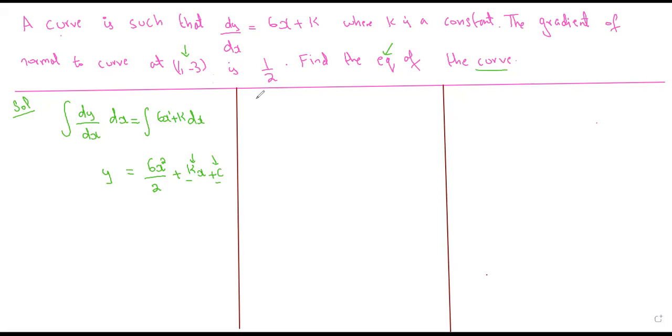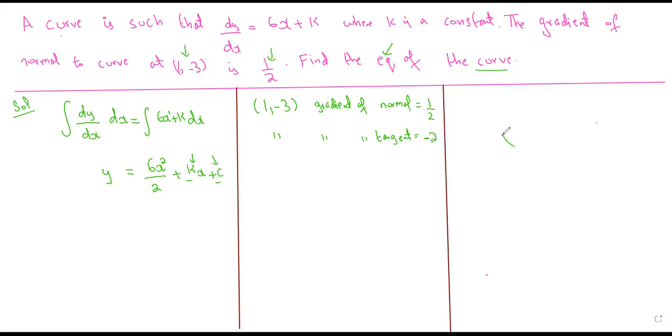We know that at 1, minus 3, the gradient of the normal is 1 by 2. So at the same point, the gradient of the tangent line, or the gradient of the curve at 1, minus 3, would be what? It would be the negative reciprocal of this. So that would be minus 2.